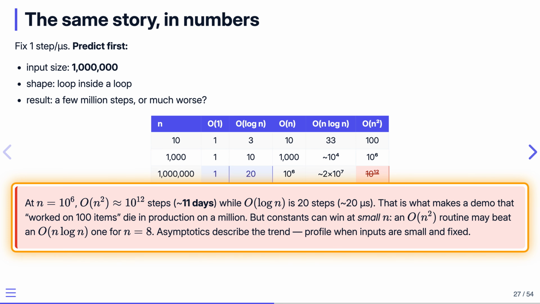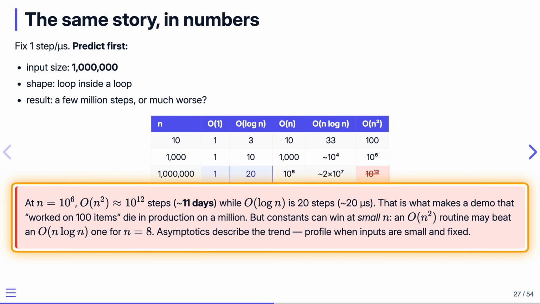Let us feel that last number. At 1 million items, big O of n squared is about 1 trillion steps, which takes about 11 days. But big O of log n is only 20 steps, about 20 microseconds. This is why a demo that worked on 100 items can die in production on a million.